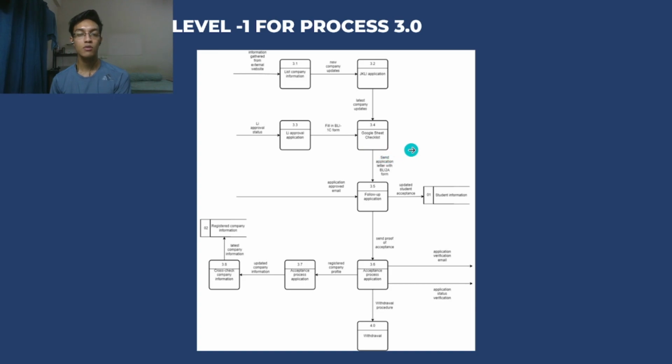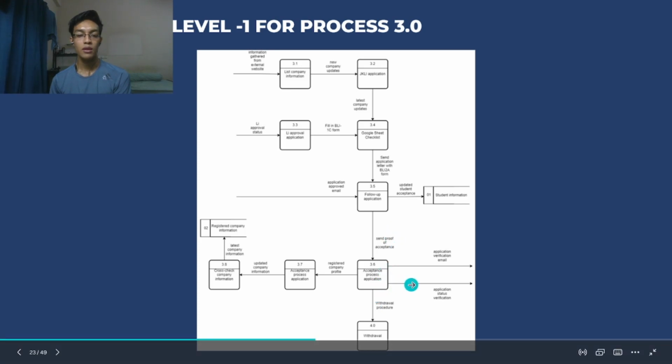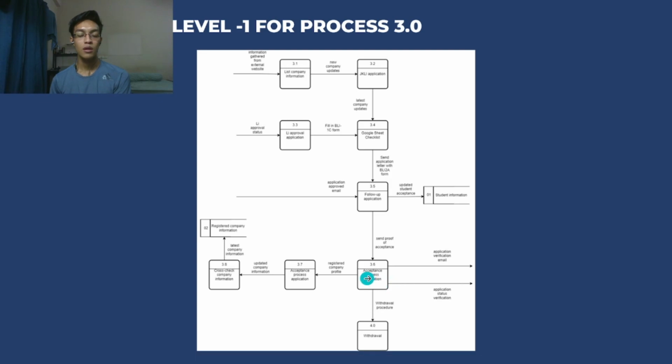And after they update the Google Sheet checklist, they may send application letter with BLI 2A form. And after receiving application approved email, they may follow up application and then send proof of acceptance. And then they may begin the acceptance process application, which registered company into acceptance process application with updated company information. They then cross-check company information, and then they send latest company information to registered company information. And students may also reject the acceptance process.